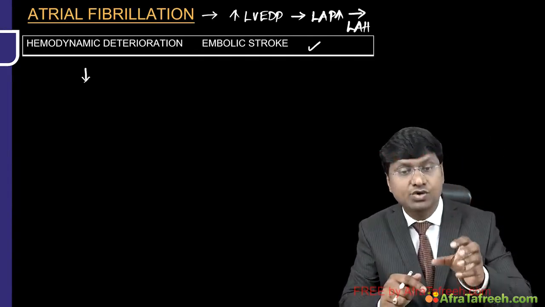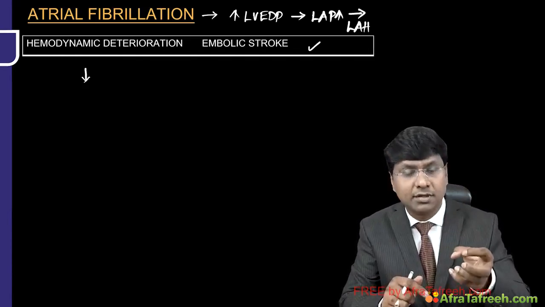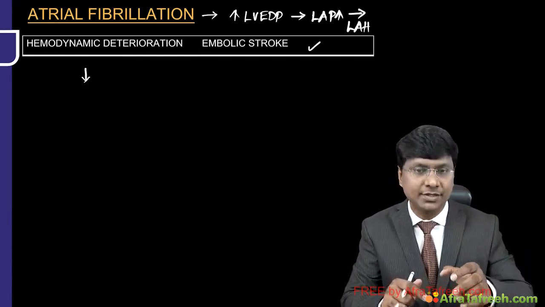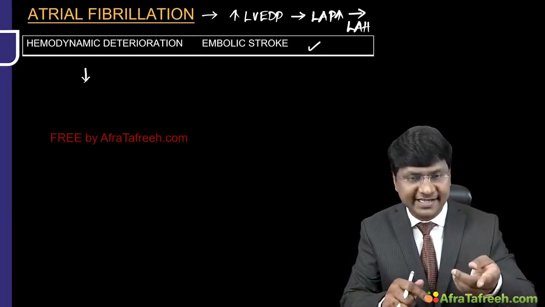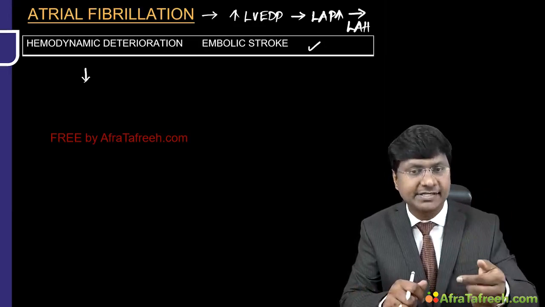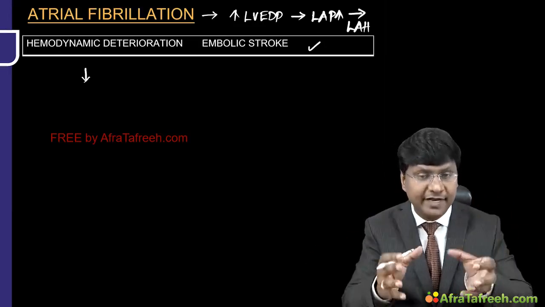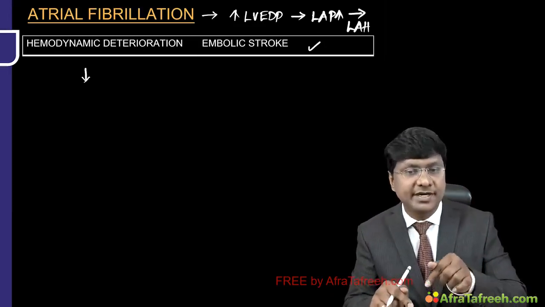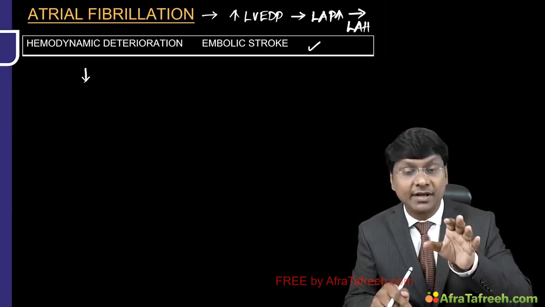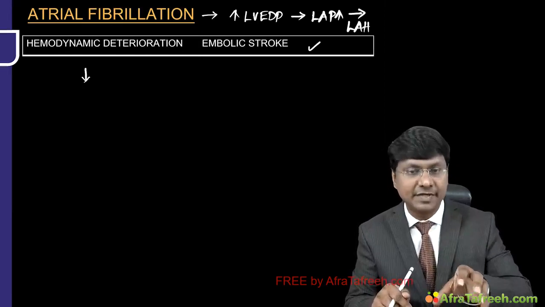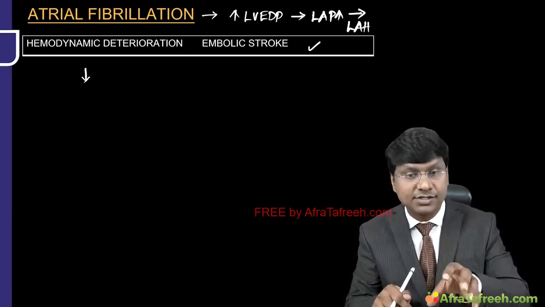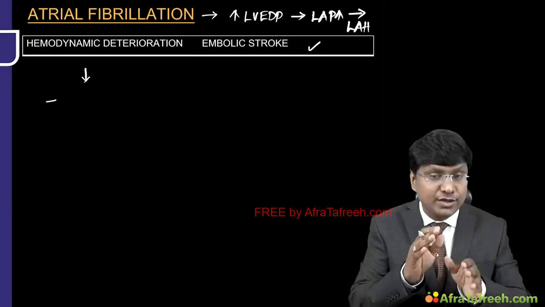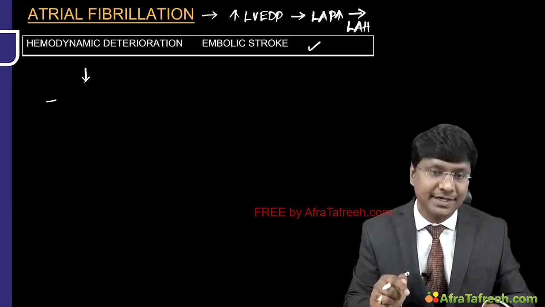That is because of the poor supply, or poor emptying, of the atria to the ventricle. So in atrial fibrillation, the ventricular rate increases. That means your diastolic time decreases, so the ventricular filling reduces. So what do you have to do now in order to avoid this hemodynamic deterioration? That rapid ventricular response should be slowed down.